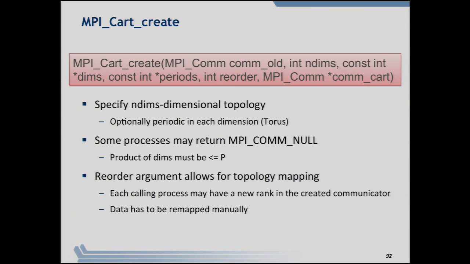So periodic means there'll be a wraparound in the other direction. So that's a yes or no type of 1 or 0 here. And the next parameter is should MPI reorder the processes or not? If you pass 0, there will be no rank reordering. That is, in the new communicator, everyone will have the same ranks as in the old communicator.